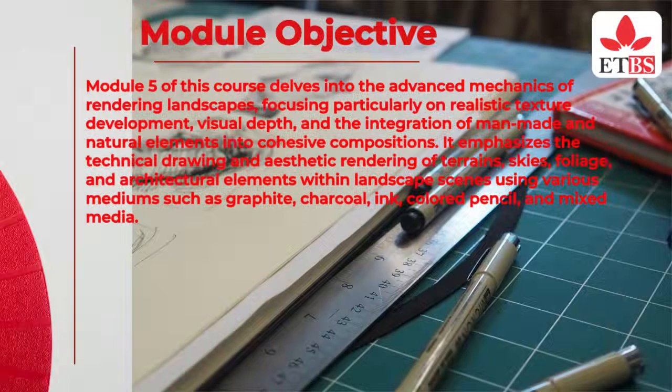Module Overview. Module 5 of this course delves into the advanced mechanics of rendering landscapes, focusing particularly on realistic texture development, visual depth, and the integration of man-made and natural elements into cohesive compositions. It emphasizes the technical drawing and aesthetic rendering of terrains, skies, foliage, and architectural elements within landscape scenes using various mediums such as graphite, charcoal, ink, colored pencil, and mixed media.